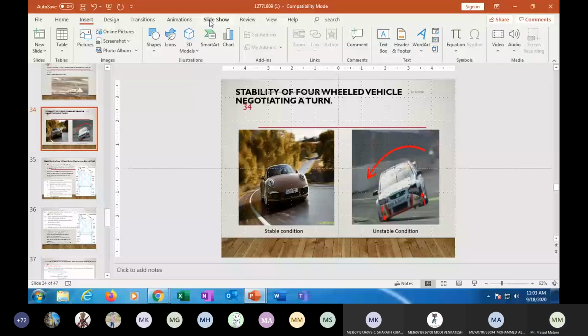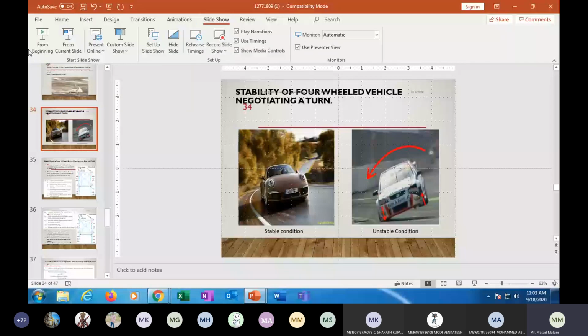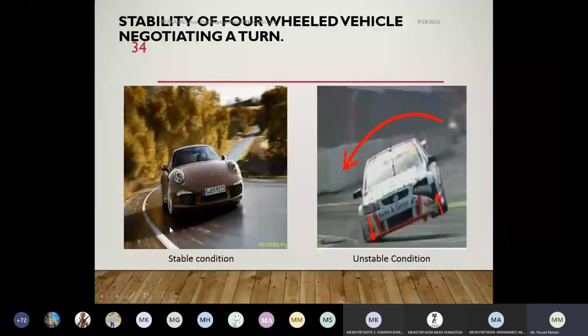Now you can see the stability of a four-wheeler while taking a turn. You can see the vehicle in a stable condition and the vehicle in an unstable condition. What is happening here? The vehicle is turning outwards. In that case, you can see the reactions. The wheels are in contact with the earth, pressing here. When the vehicle is overturning in the unstable condition, this is my left side and this is my right side. The left wheel is pressing the earth and the right wheel is lifting.